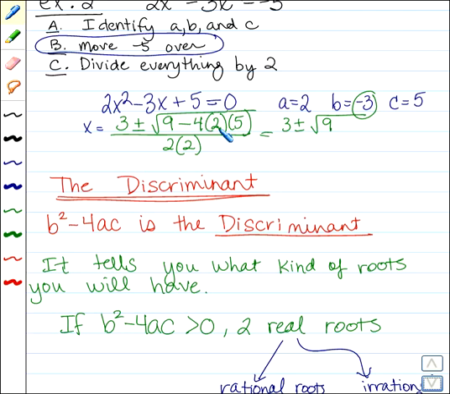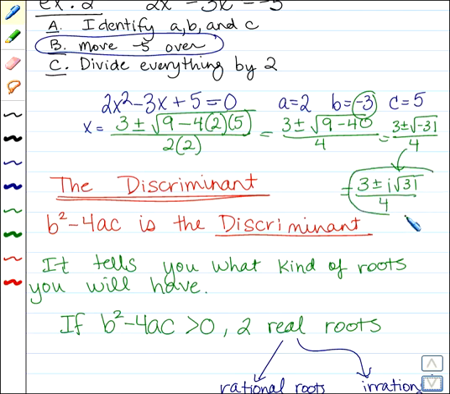Minus 4 times 2 is minus 8, times 5 is minus 40. All of that over 4. So 3 plus or minus the square root of negative 31 over 4. We can simplify that one more step: 3 plus or minus i root 31 over 4.